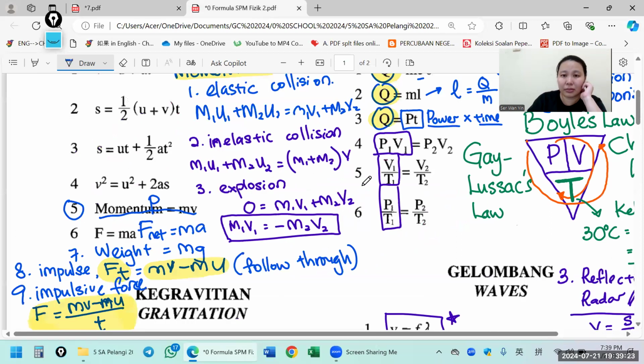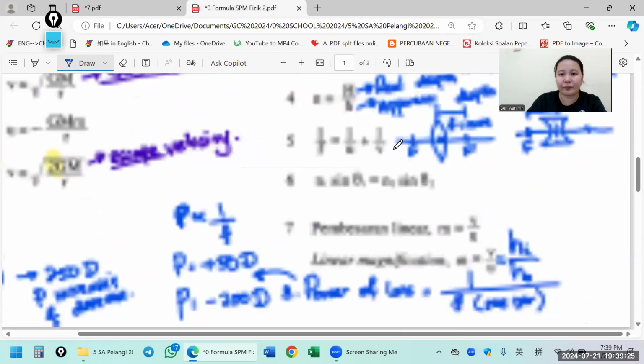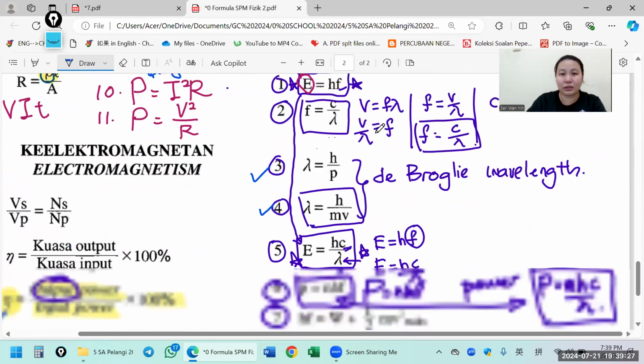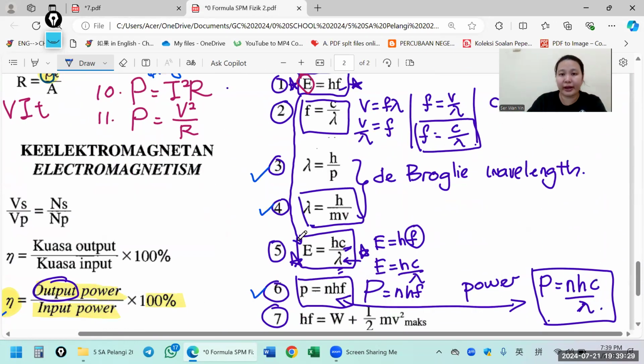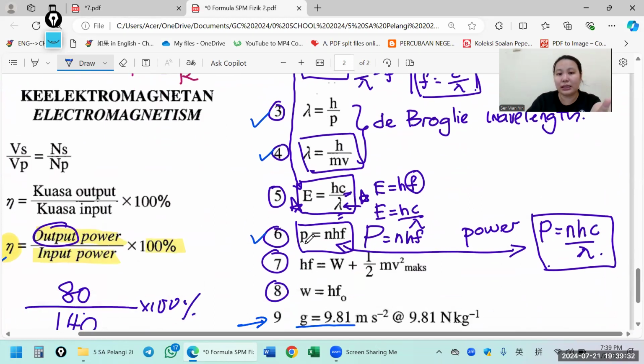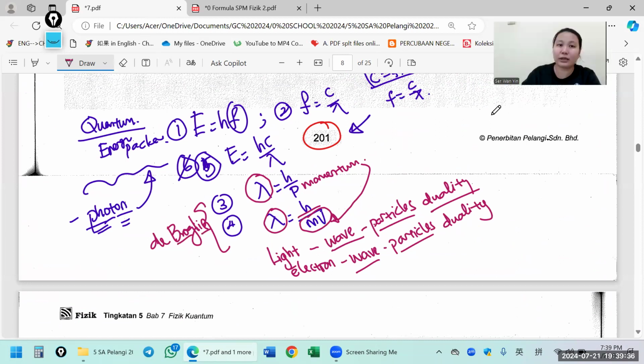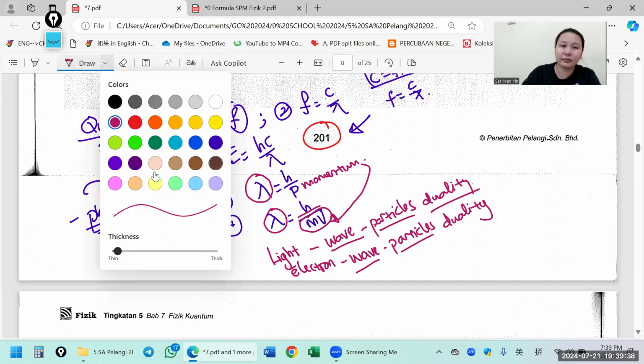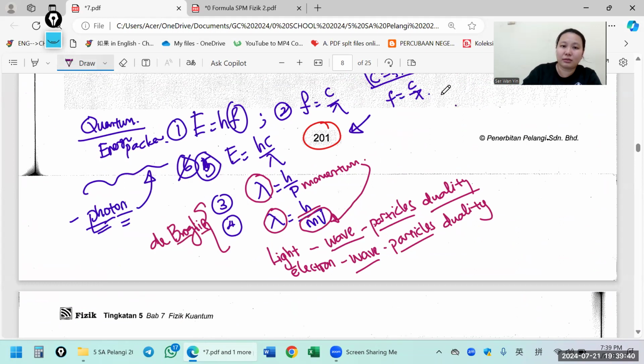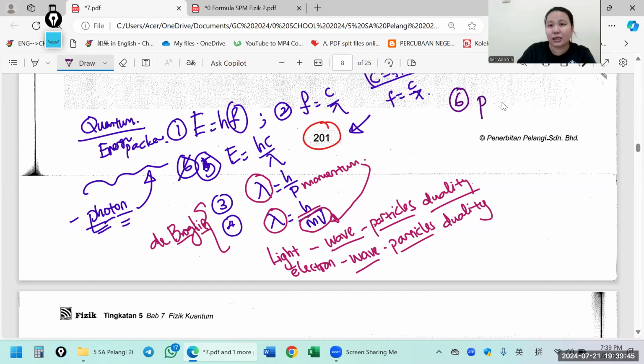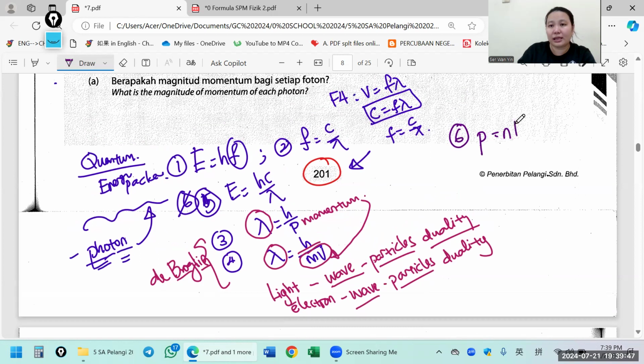Okay, then come to number 6. So just now 1, 2, 3, 4, 5. Number 6 is P equals nhf. Be careful, now they recycle. This P is momentum. Number 6, the P equals nhf, this P refers to power.